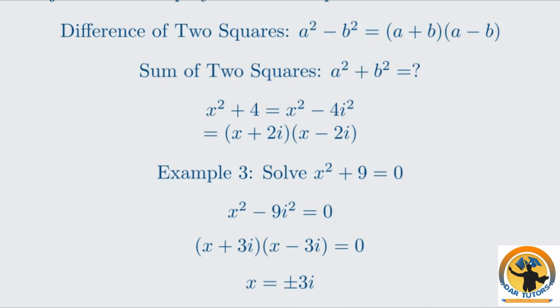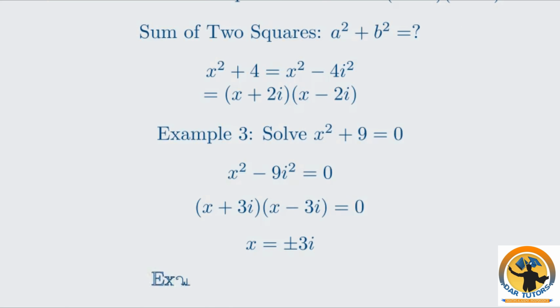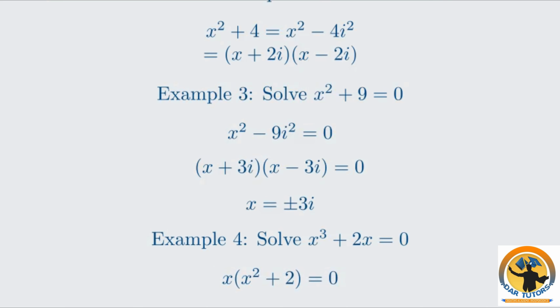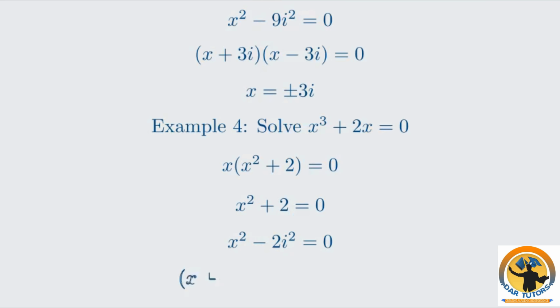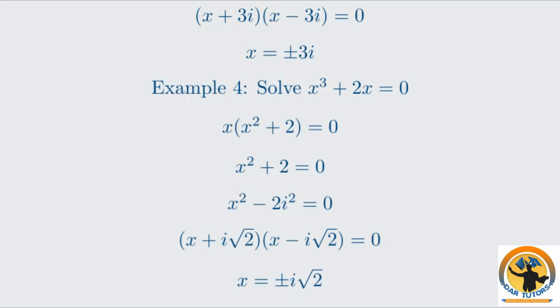This technique is also useful for higher degree polynomials. Consider x cubed plus 2x equals 0. First, we can factor out an x, leaving x times the quantity x squared plus 2 equals 0. One solution is clearly x equals 0. For the other solutions, we solve x squared plus 2 equals 0. We rewrite this as x squared minus 2i squared equals 0.